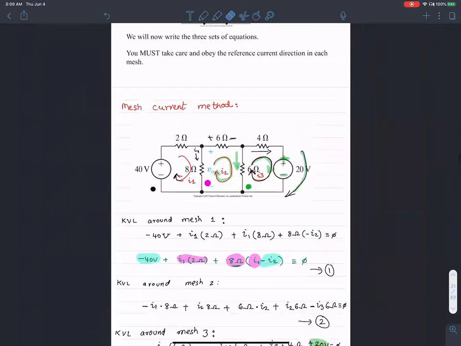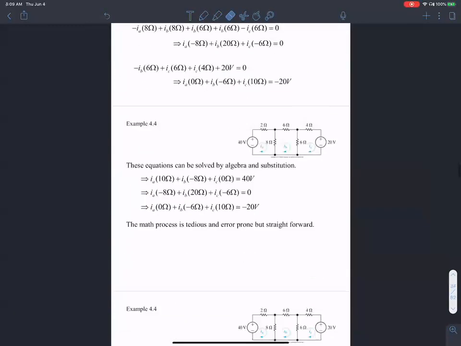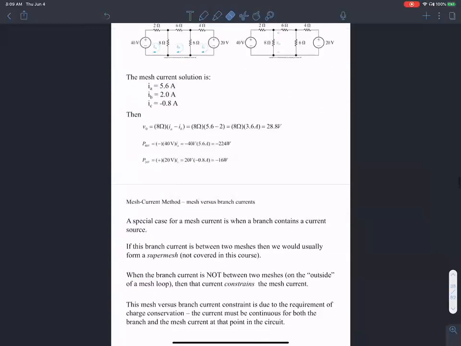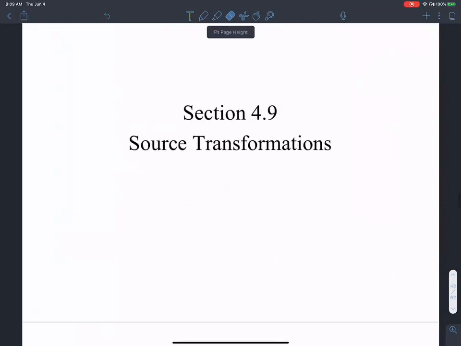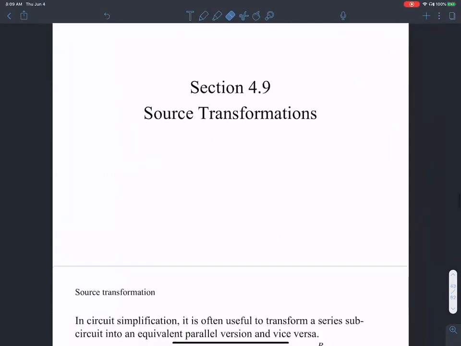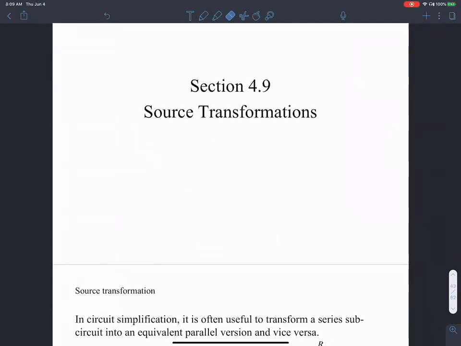So at this point, we could move forward and look at some of the other techniques like source transformations, but I don't want to do that, particularly because chapter 4 is not going to be on the midterm. Owing to that fact, I don't want to overextend myself before the midterm.